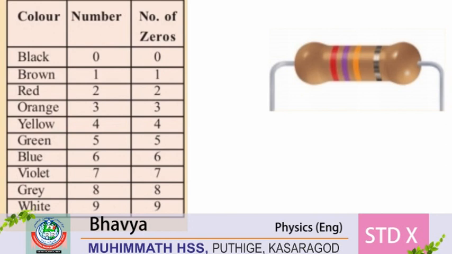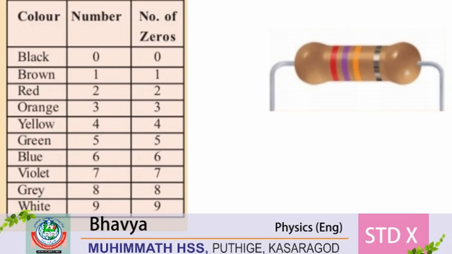So next color is violet. Next also we are representing a number. Violet, how much number? 7. Next, the third one I told represents the number of zeros. Which color is there? Orange color. So for that orange color, how many zeros? 3 zeros, no? So you should write 3 zeros.